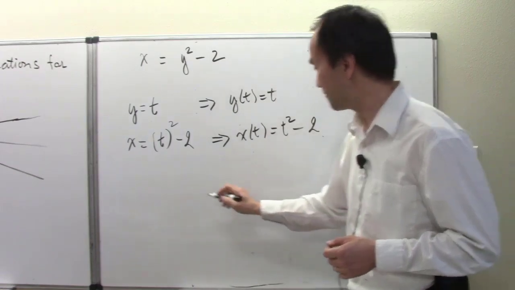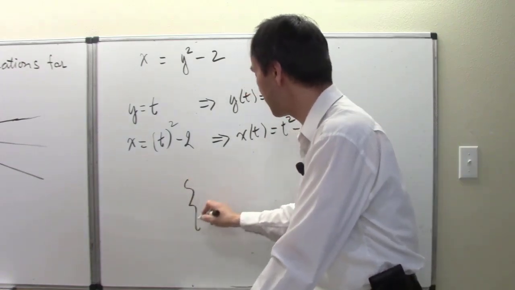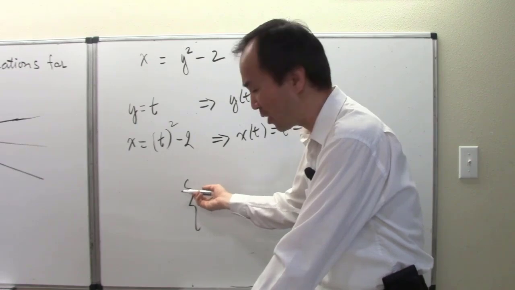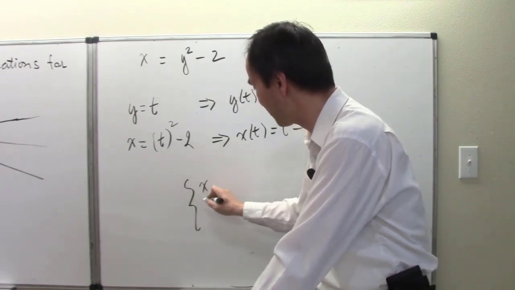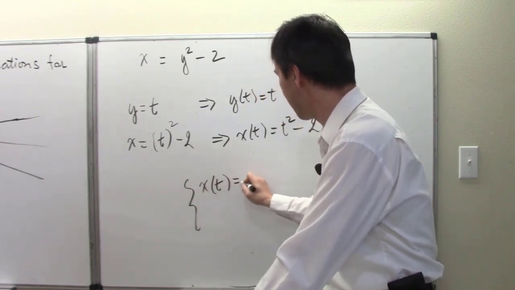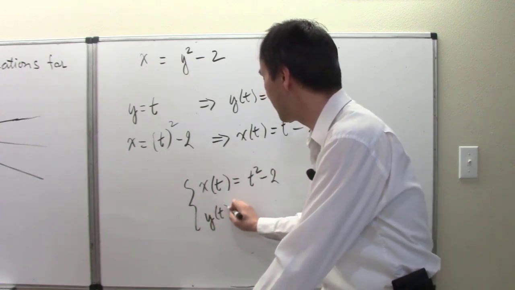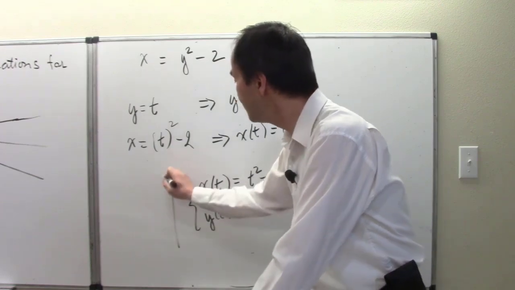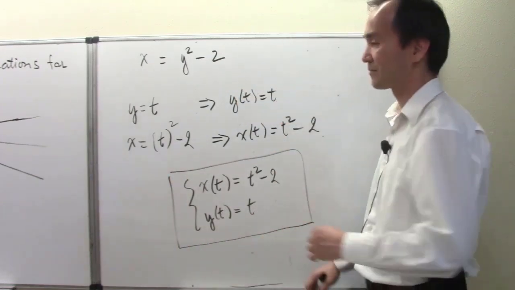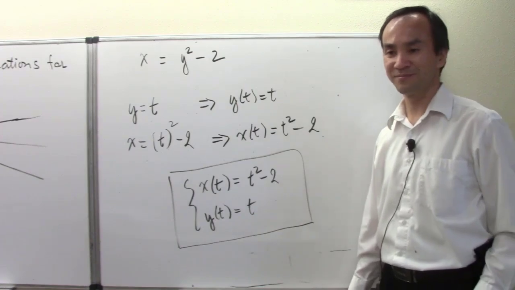So our final completed set of parametric equations, one set among many other sets out there for the same graph: x of t equals t squared minus 2, and y of t equals t. That's one way of how we get that.